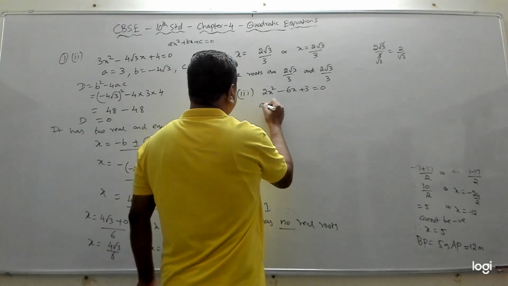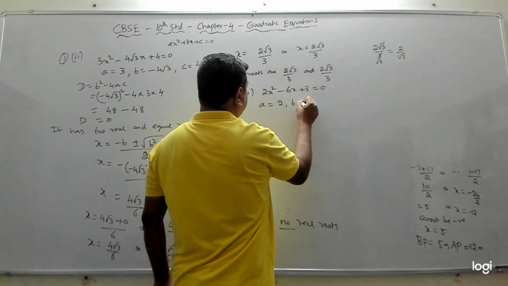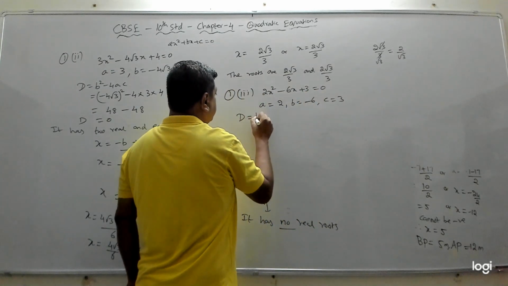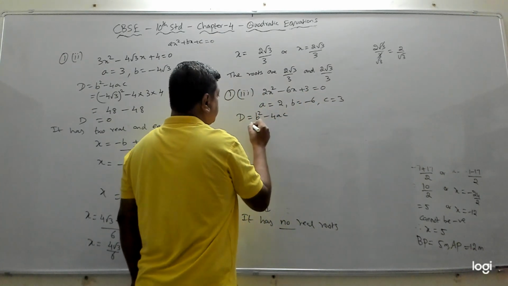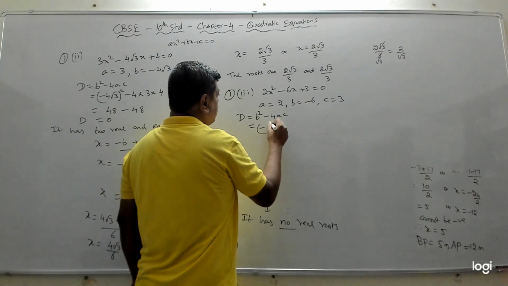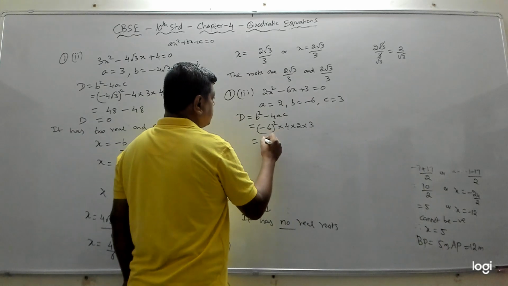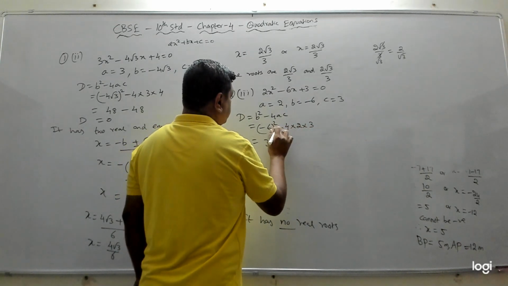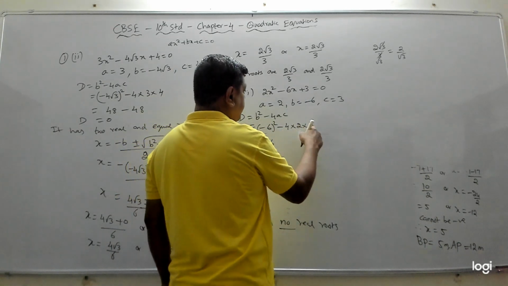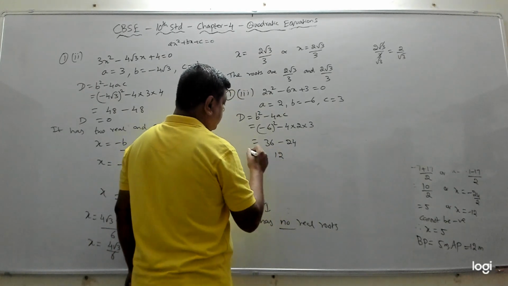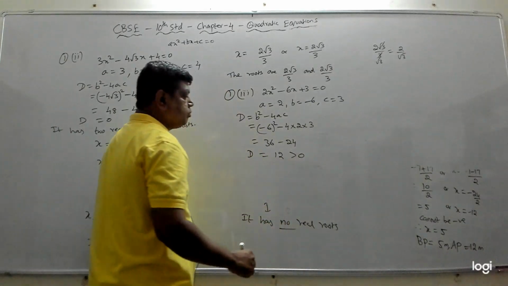So again, a equal to 2, b equal to minus 6, c equal to 3. Now what is D? D is b square minus 4ac. Let's find the discriminant value. Minus 6 the whole square minus 4 into a is 2 into c is 3. So this is 36 minus 4 times 2 is 8, 8 3s are 24. So minus 24, we get 12. D is 12, which is greater than 0.